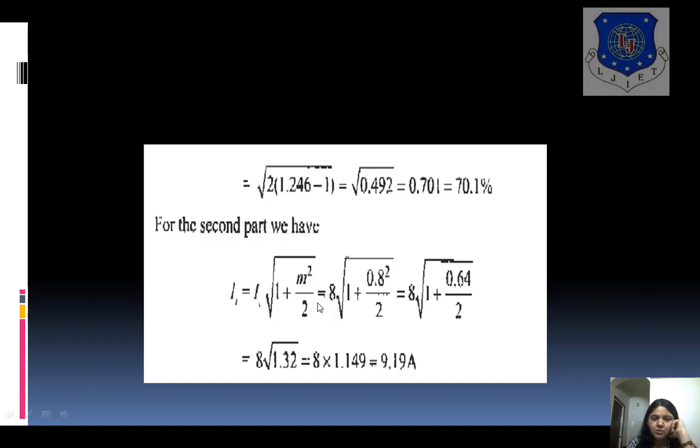It is equal to 8. Now the modulation index changes to 0.8. So now we are putting the value of m is equal to 0.8, squared, divided by 2. So you can have the answer of this. It's 9.19 ampere. So this way you can solve the example.